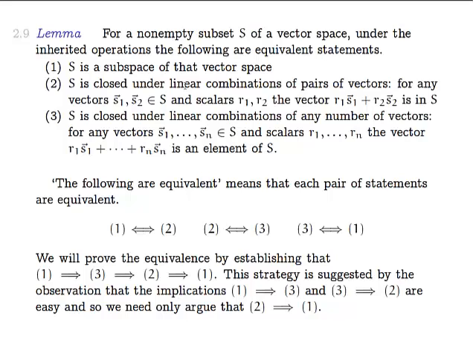Right? So the only thing that's left to do is show that 2 implies 1. In other words, if we have a subset of a vector space that is closed under linear combinations of pairs of vectors, then that subset is a vector space. So as long as we can guarantee that the linear combination of two vectors in S is also in S, then we know S is a subspace. That's a good thing to know, because that's only one thing to check instead of 10 things. Right, so let's go to the proof.